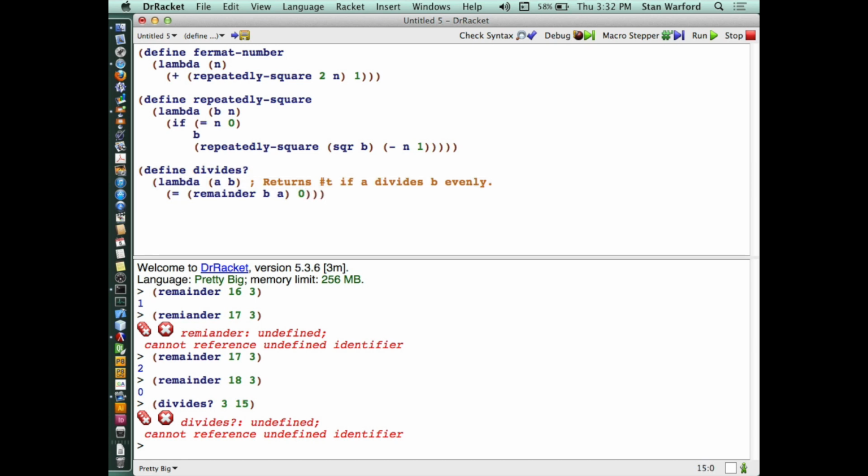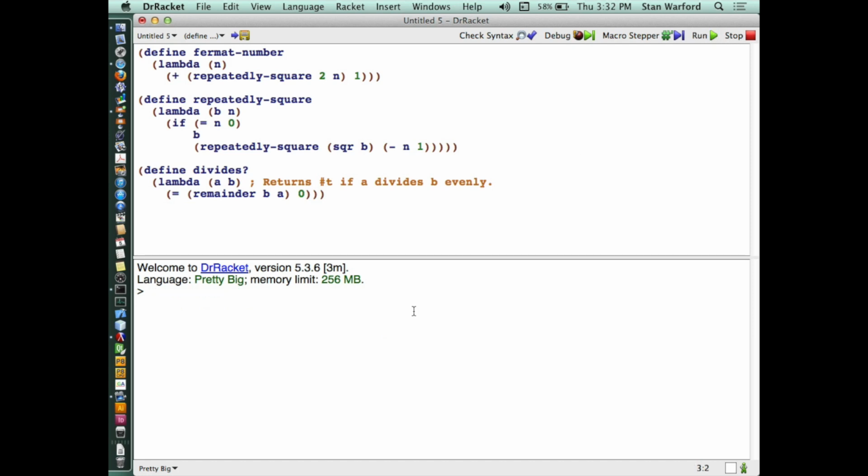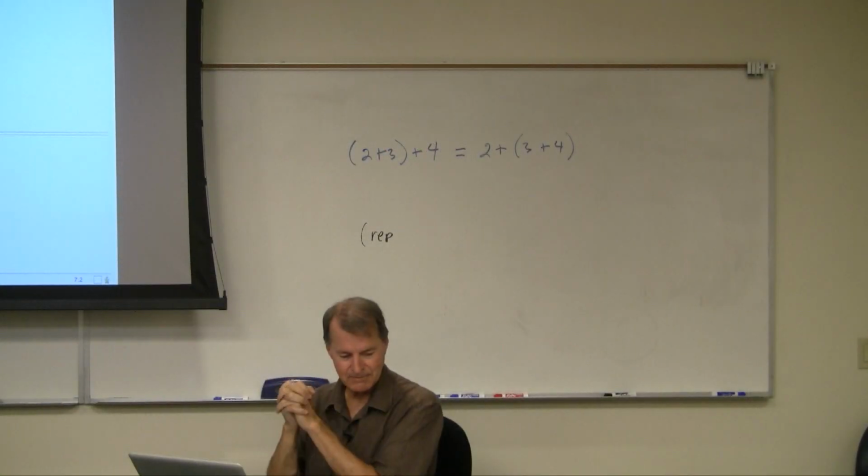Is everybody clear on this? So hopefully divides 3 15 is true. Let's try it. Divides 3 15. Oh, divides question mark. That's part of the name. Divides 3 15. And what is it? True. On the other hand, divides 3 16 is what? Not true. Therefore, false. Yep. Is everybody good?